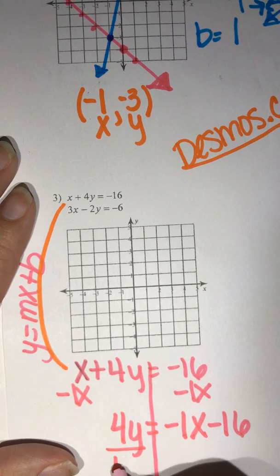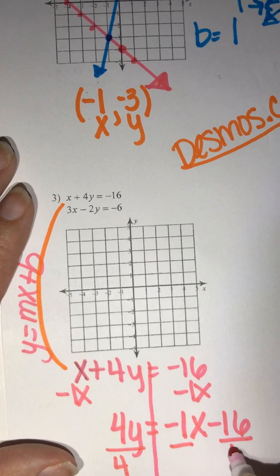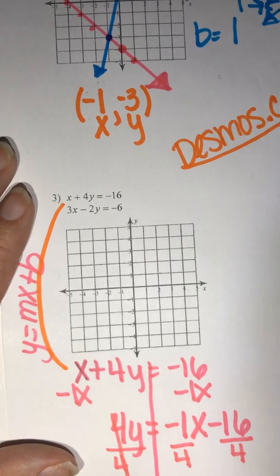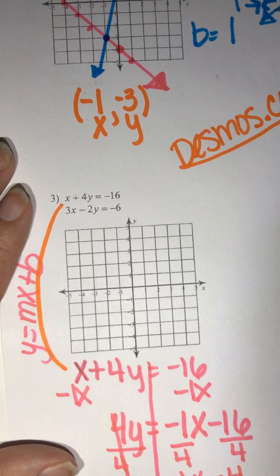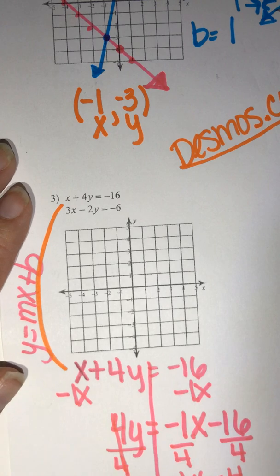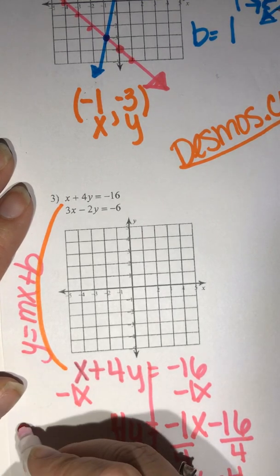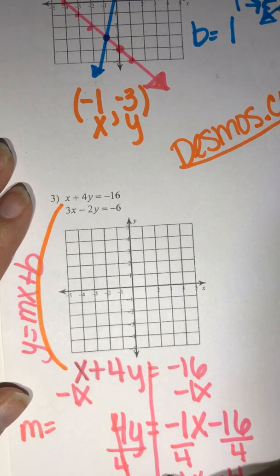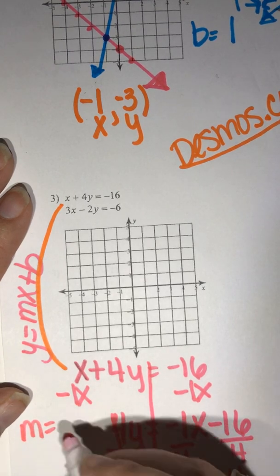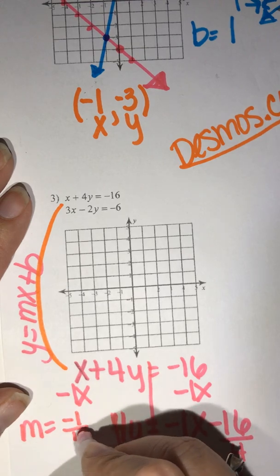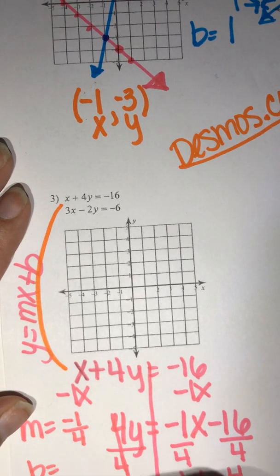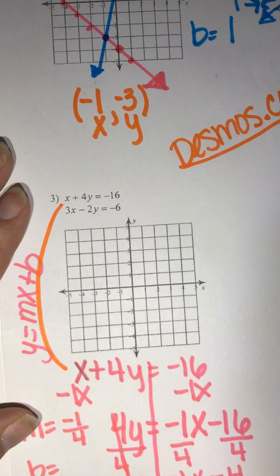So then I'm going to divide both sides by 4, and I divide everything on this side by 4. That gives me y equals -1/4 x minus 4. So looking at this last bit of information, what is my m? You should be thinking it's the number in front of the x. So it's -1/4. And my b is -4.